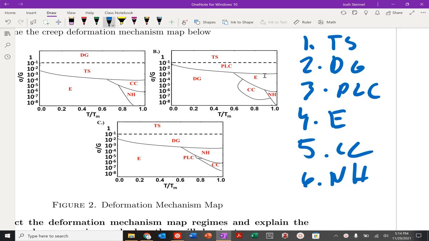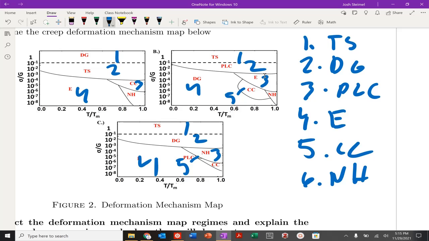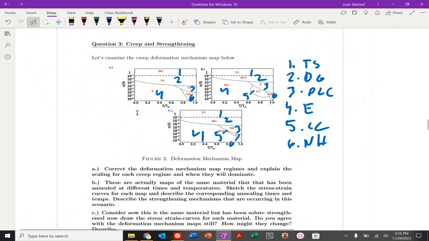So we're going to have 1, 1, 1, dislocation glide, 2, 2, 2, elasticity, 4, 4, 4, PLC, 3, 3, 3, Coble creep. We're going to do this. This is going to be 5, nothing here, 5, and Nabarro-Herring is going to be 6, 6, and 6. There we go. Excellent. Let's zoom out.